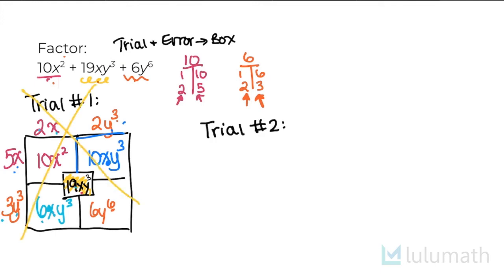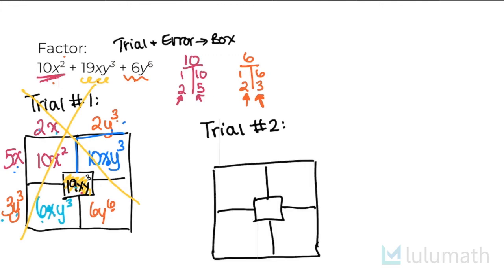So let's go ahead and do trial number 2. So for trial number 2, we still know that that 10x squared is going to go in our top left box, that our 6y to the power of 6 is still going to go in our bottom right box, and that this 19xy to the power of 3 is going to be the combination of these two boxes that we have here. So I'm still going to stick with the 2 and the 5 and the 2 and the 3, but I'm going to change the order around.